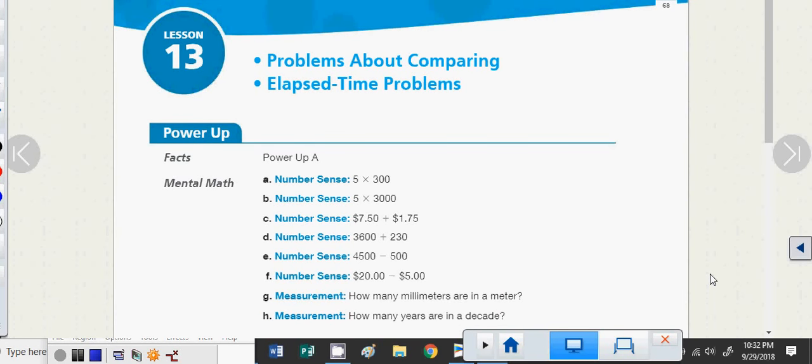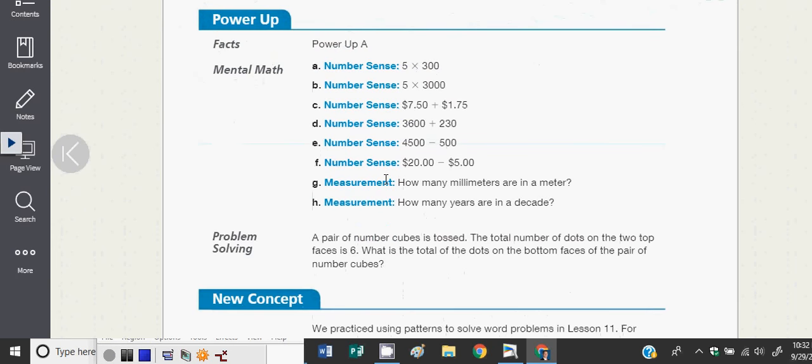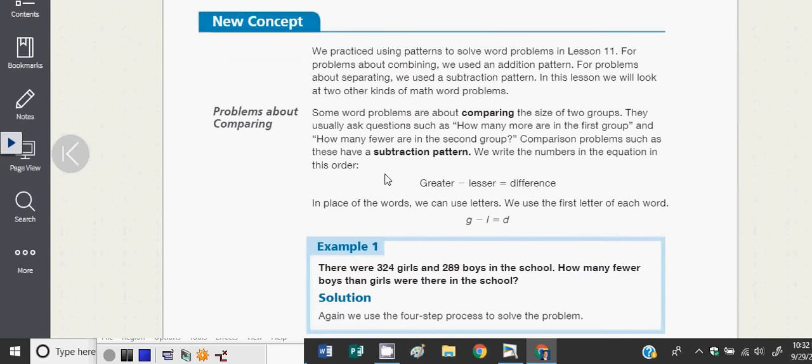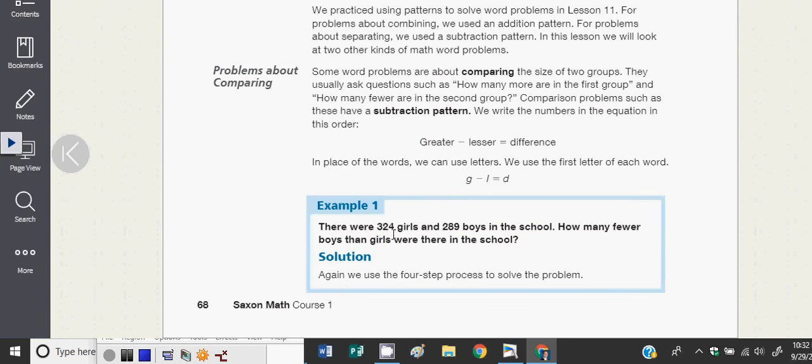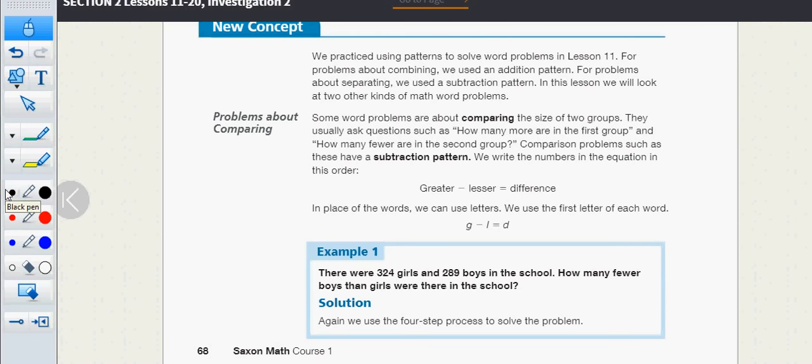Course 1, Lesson 13 gives us ways to solve two types of problems we need to be ready for. The first are problems where we compare, such as in example 1, bottom of 68, there were 324 girls, 289 boys in the whole school.